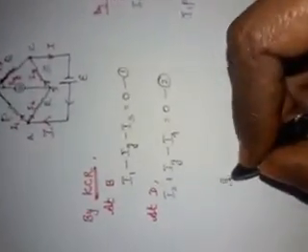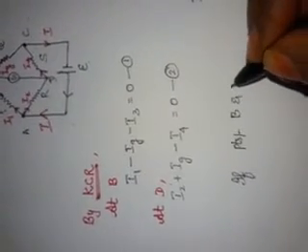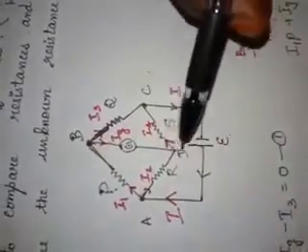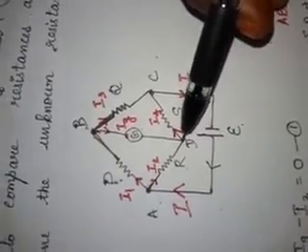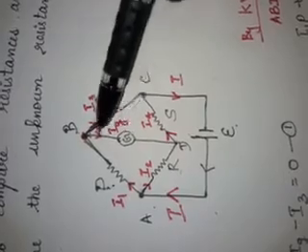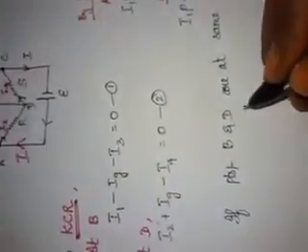Now, one important point we are going to write. If points or junctions B and D are at the same potential, this is a very important point which carries marks in your public exam. These two are at the same potential. We know only when there is a potential difference, current can flow. Suppose B and D are at the same potential, current will be 0. So Ig will be equal to 0. That's what we are going to write. Ig is equal to 0.